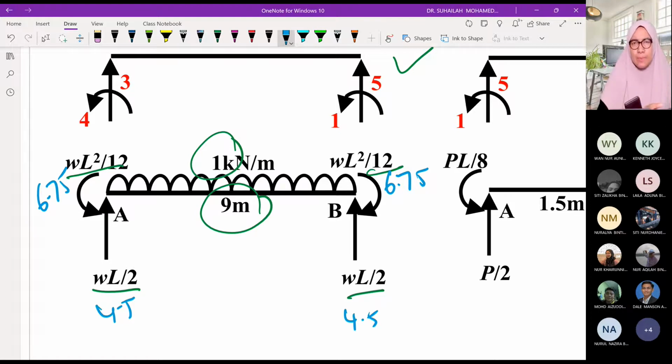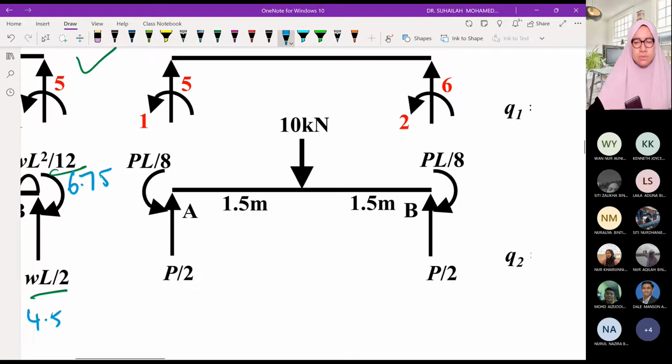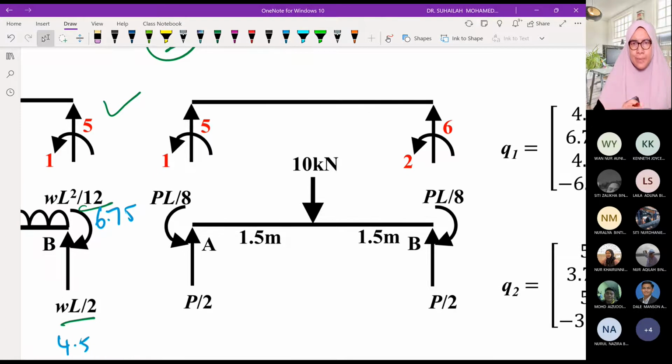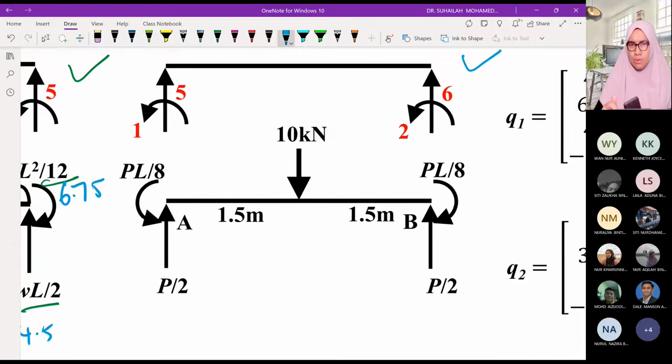Okay, so this is for element number 1 and now element number 2. This is for element number 2, label 5162. Okay, and then we draw another one. We put the loading, we put the formula, or we put the value after we calculate based on the formula. So it is P divided by L, it is L over 2. So this one is 5. Okay, it is PL over 8.